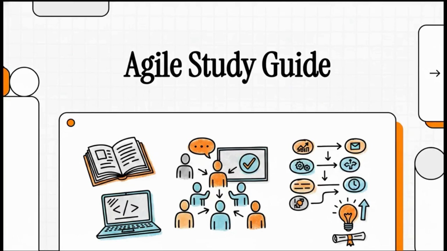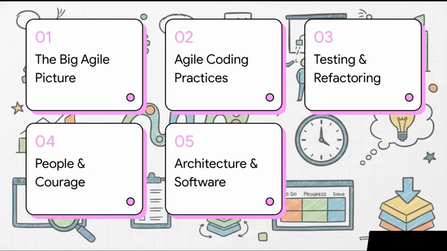We're taking that dense text, structuring it, and locking it straight into your memory. So, grab your notes and let's get into it. Here is our game plan for this explainer. We'll start by setting the baseline with the big Agile picture. Second, we'll dive into smart Agile coding practices. Third, we'll look at testing and refactoring code. Fourth, we'll explore the human element with people, customers, and courage. And finally, we'll wrap up with a really surprising historical twist in architecture meets software.